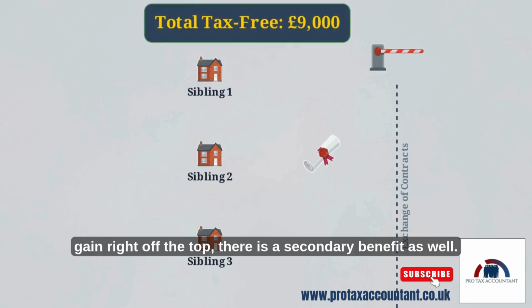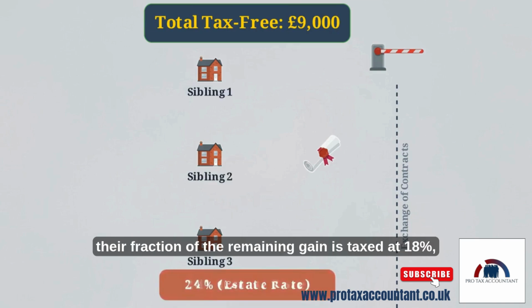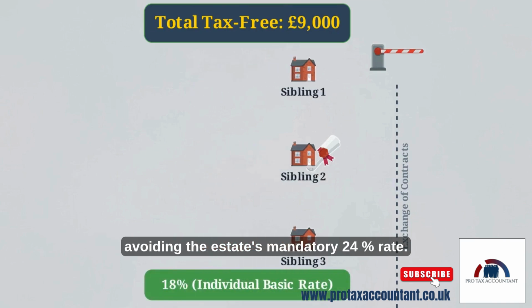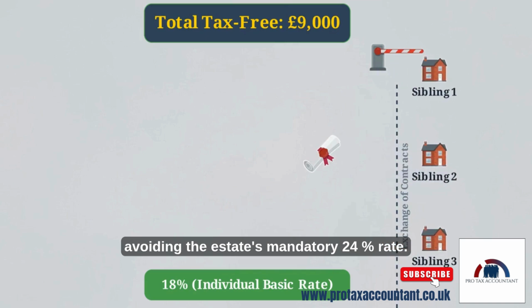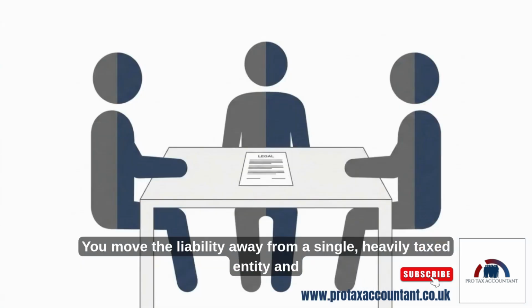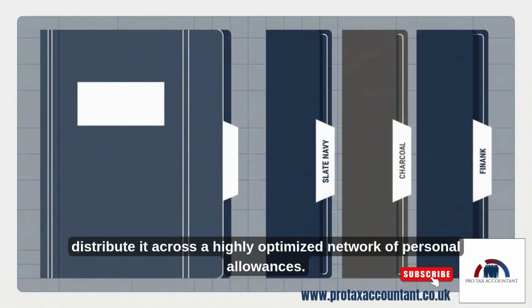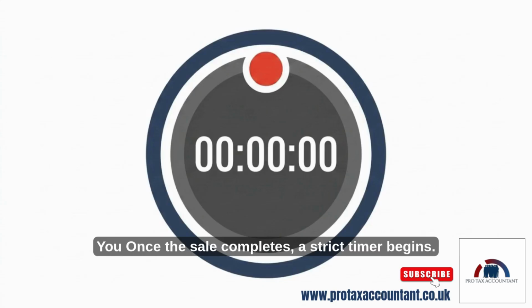There is a secondary benefit as well. If any of the siblings are basic rate taxpayers, their fraction of the remaining gain is taxed at 18%, avoiding the estate's mandatory 24% rate. Utilizing a deed of appropriation effectively shifts the tax burden. You move the liability away from a single, heavily taxed entity and distribute it across a highly optimized network of personal allowances. Once the sale completes, a strict timer begins.